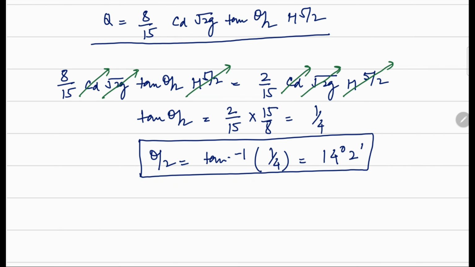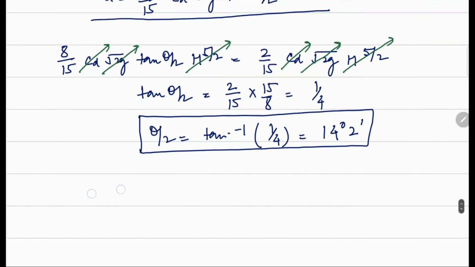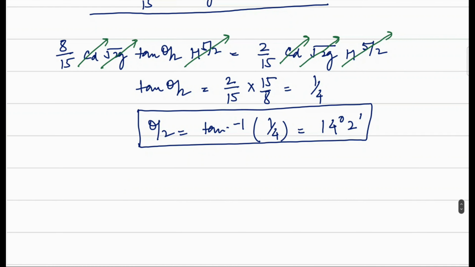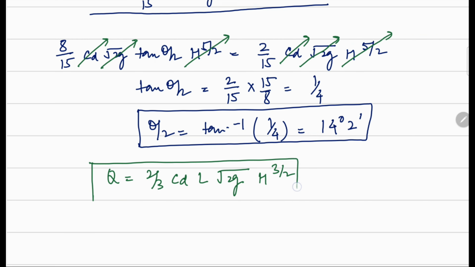And that's how the discharge through the Cipolletti weir can be directly written as Q is equal to 2 by 3 CD into L under root 2G H raised to the power 3 by 2. So it is interesting to note that even though it is a trapezoidal weir, the discharge is given by this equation.